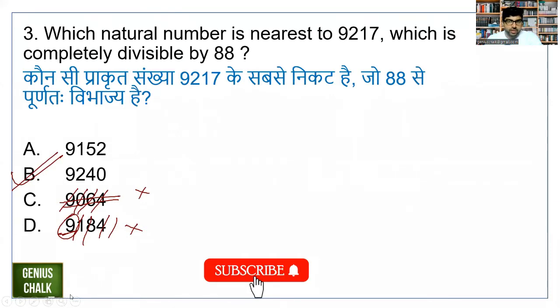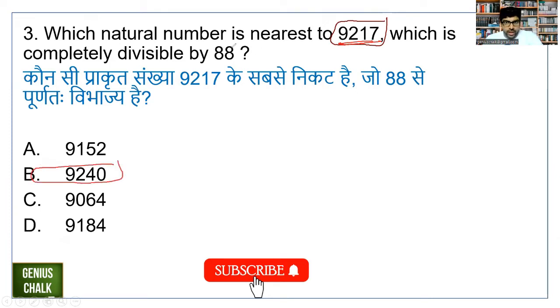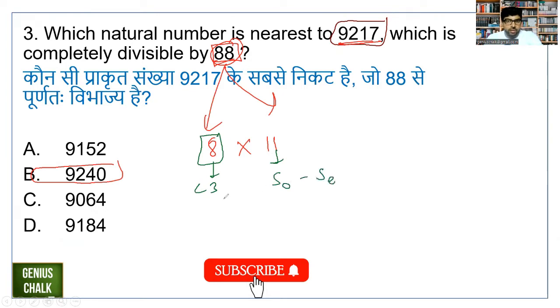Again, completely divisible by 88 we need to check, and the number is nearest to 9217. So we'll check directly the options, which number is closest to 9217. So you can see this option. So check it. Again, the divisibility rule for 88 has to be 8 into 11, because 88 is a composite number. So we need to break it in 2 numbers, and those numbers' rules must be very clear to us. So we know the divisibility rule for 8, last 3 digits, and 11 we have just discussed, sum of the digits at odd places, sum of the digits at even places, right?